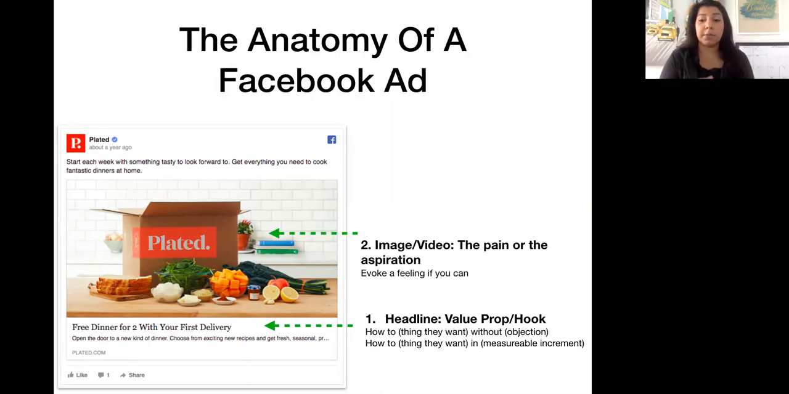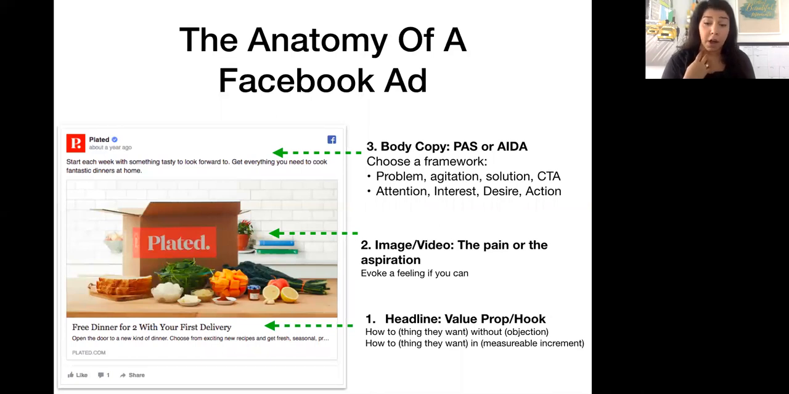Then you've got your image or your video, right? And you always want to speak to the pain or the aspiration, evoke a feeling if you can. And then you've got your body copy. So generally, and again, this is where the template is super simple, y'all are copywriters, so you've seen these frameworks before, right? You've seen problem, agitation, solution, and generally add a CTA at the end. You've seen AIDA, which is attention, interest, desire, action. So that's generally where you're going to put the format that you're going to follow in the body copy of an ad.